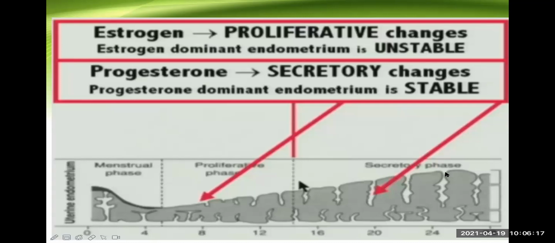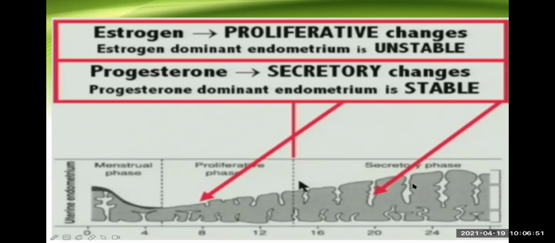Now the same thing is shown here once again, so that you should never forget it. And this is the period of menstruation. This is a menstrual flow, proliferative phase, and secretory phase. See there, progesterone is a dominant hormone during secretory phase, and it will make that endometrium stable. Estrogen is dominant in the proliferative phase, and that type of endometrium is unstable, means it can shed very easily.